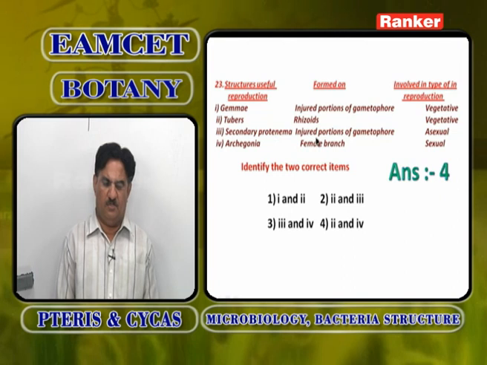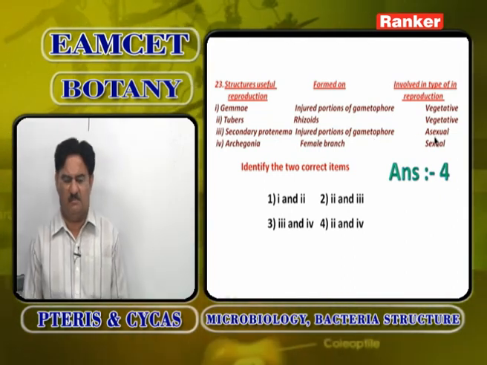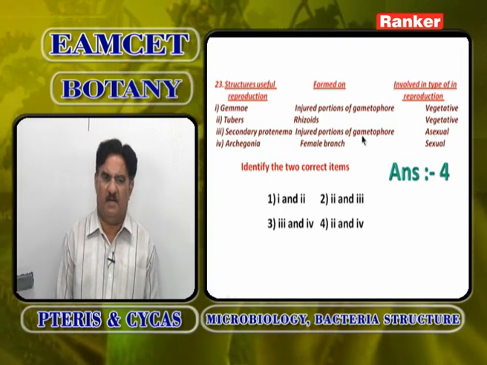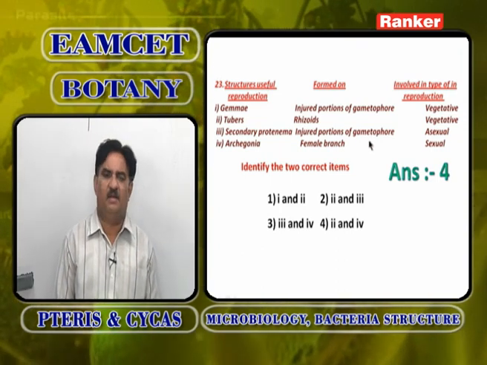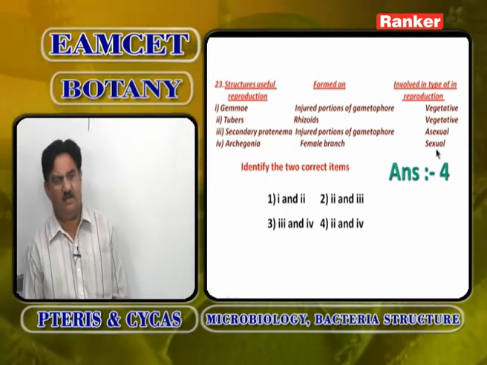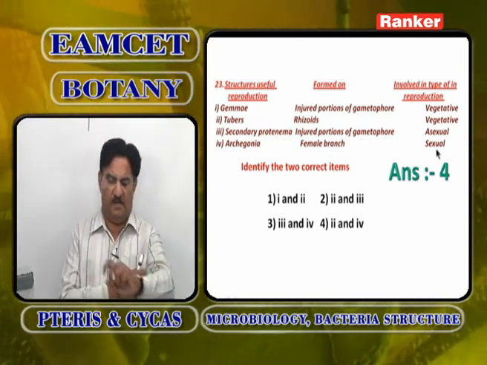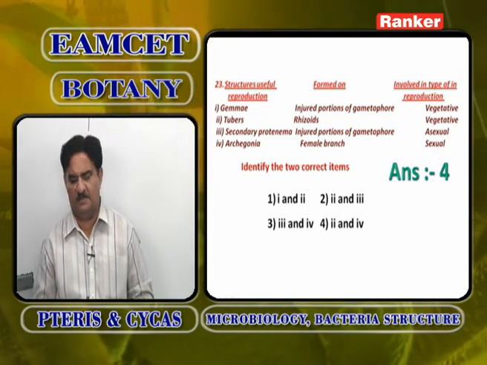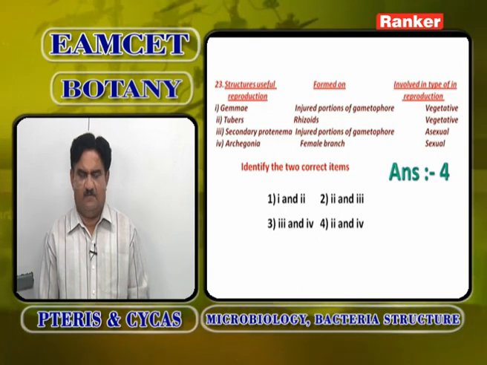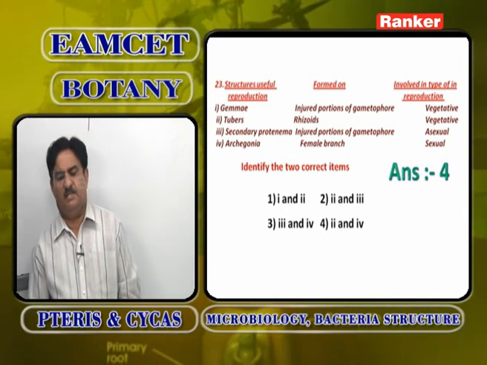Secondary protonema, injured portions of gametophyte, asexual, wrong. Secondary protonema is formed from injured portions of gametophyte only, but it does not help in asexual reproduction, it helps in vegetative propagation. Archegonia, female branch, sexual reproduction. Archegonia is present at the tip of the female branch only and it definitely helps in sexual reproduction. So, for this 3-column matching form, the answer is 2 and 4, that is option 4.